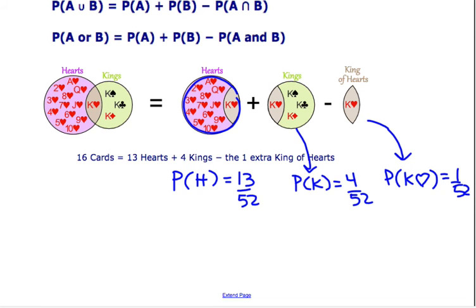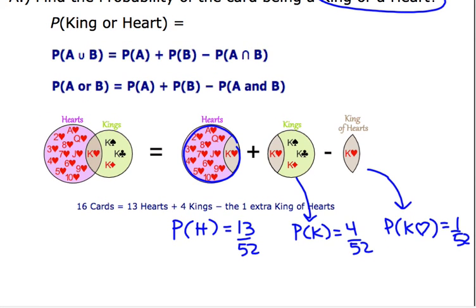So if we head back up to our equation, we're going to take the probability of A, which is getting a heart, plus the probability of B, getting a king, and subtracting out the overlap, the king of hearts, 1 out of 52. We go ahead and simplify that. 13 plus 4 is 17 minus 1. 16 out of 52 chance of getting a king or a heart, which reduces to 4/13.